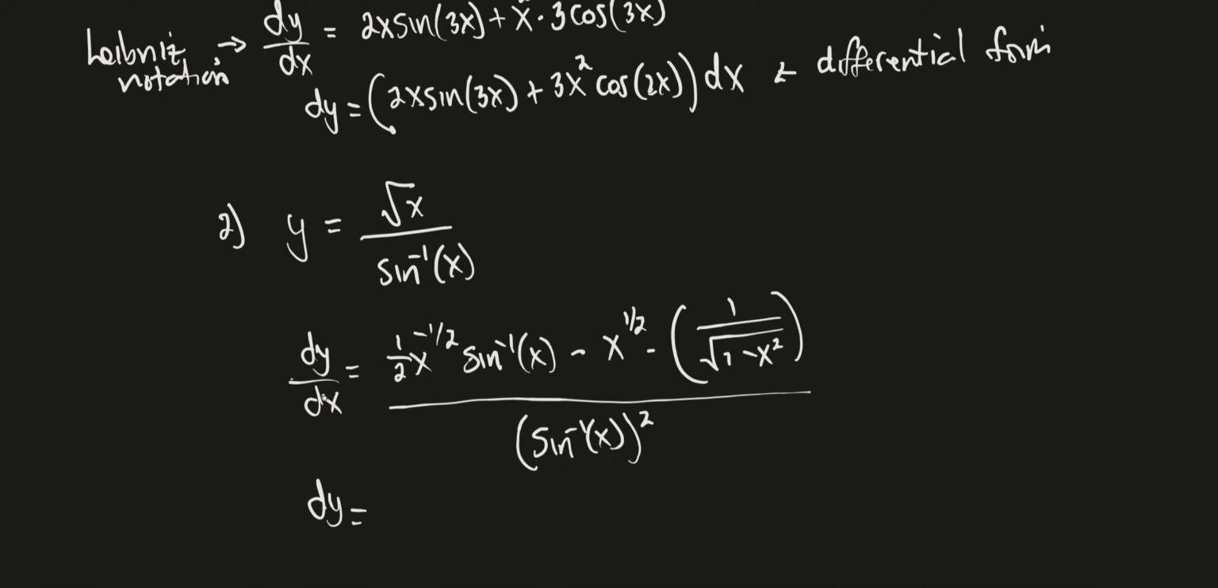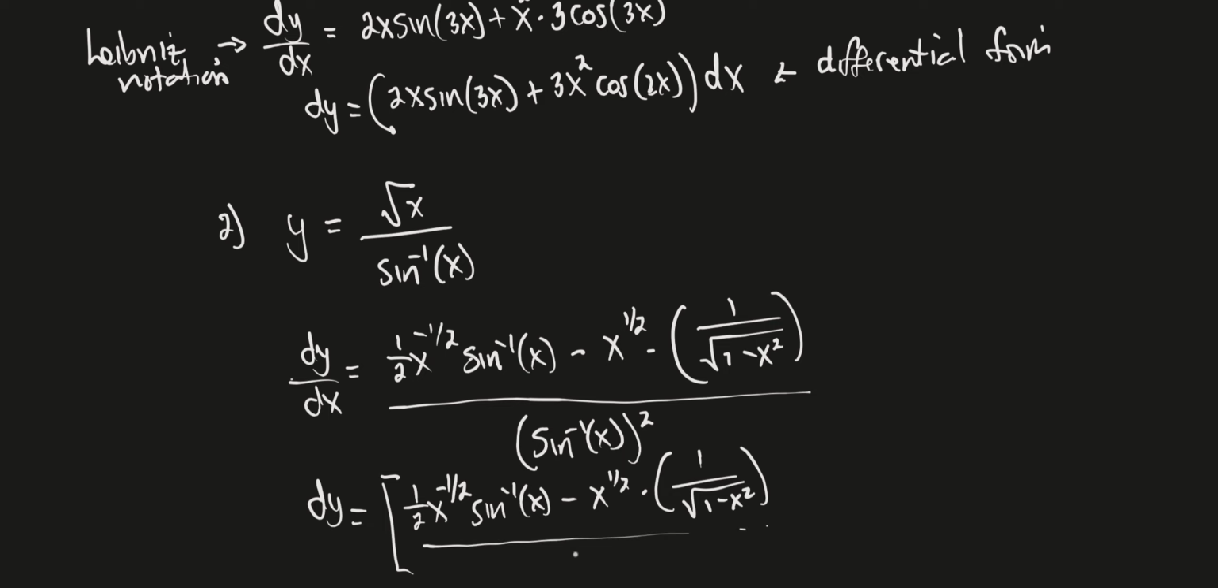But now if I want to write this in differential form, all I have to do is take dx and multiply the entire expression on the right. So I have my 1/2 x to the negative 1/2 times arc sine of x minus x to the 1/2 times 1 over root 1 minus x squared, all over arc sine of x squared, and then that times dx. So if you can find a derivative, you can find a differential, at least this kind of differential.